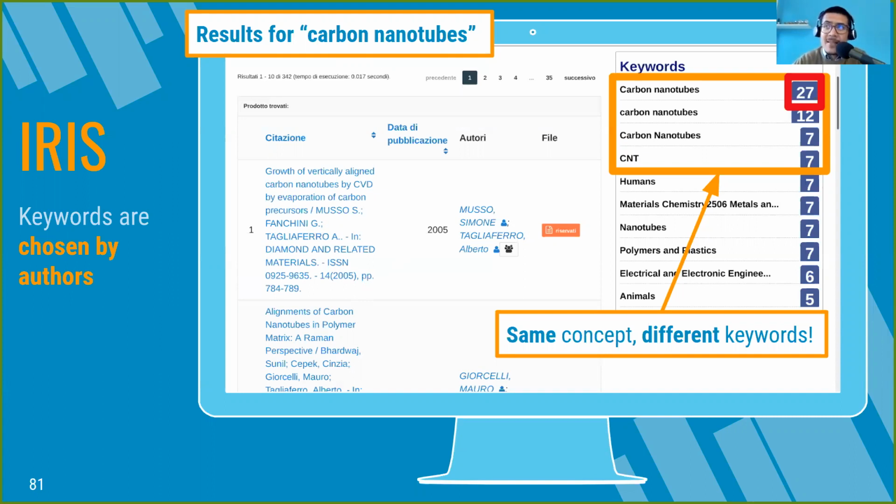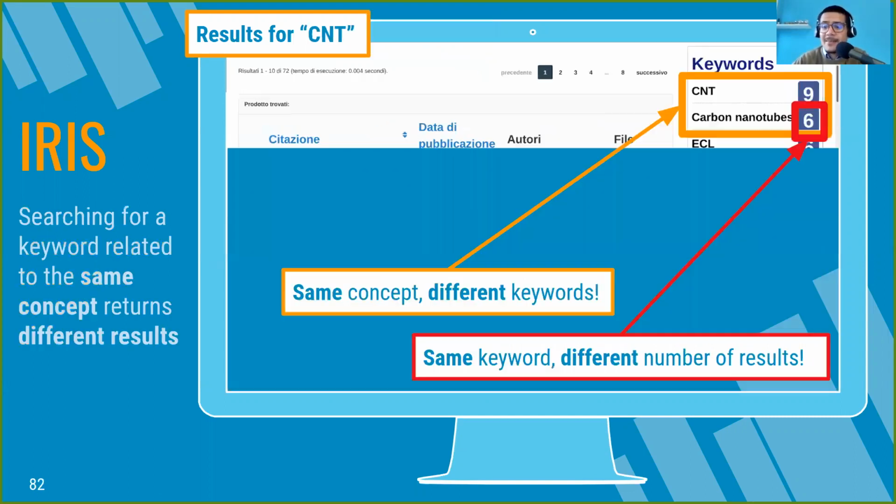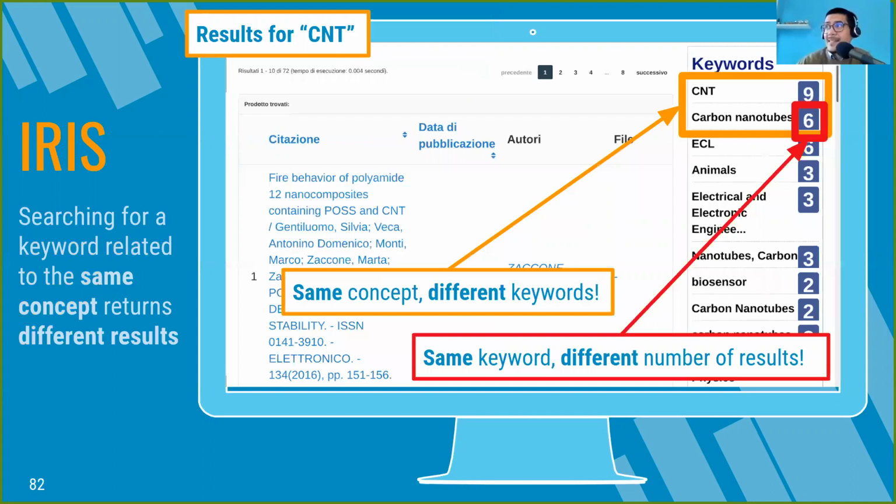So if I were a search engine, I would expect that searching for CNT, I would obtain the same results. But it is a keyword search engine. So if I type CNT, in this case, we obtain totally different results, because we obtain 9 publications with CNT and only 6 publications that are labeled using carbon nanotubes.